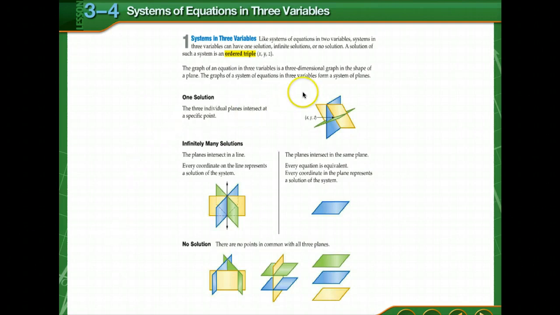Just like systems of equations in 2 variables, systems in 3 variables can have one solution, an infinite number of solutions, or no solution. A solution of such a system is called an ordered triple. Notice x, y, z. If it has one solution, that means all 3 planes intersect at one point. If it has infinitely many solutions, then all 3 planes intersect in a line. And if there's no solution, that means there's not any solution that fits all 3 of the planes.